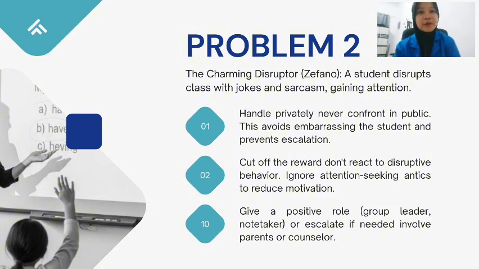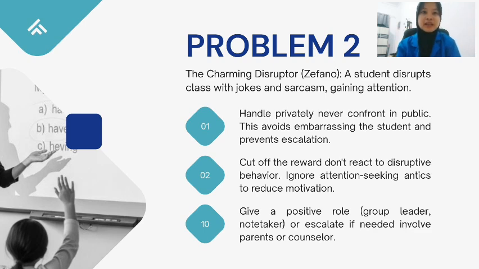The second problem is about Zefano, and honestly, this one is trickier. Zefano is the type of student who constantly talks to people around him, teases classmates, and makes sarcastic remarks whenever Miss Giandra says something. And when she tries to confront him, he just grins and responds with exaggerated politeness, which the whole class finds hilarious. He's basically getting rewarded every time he acts out.